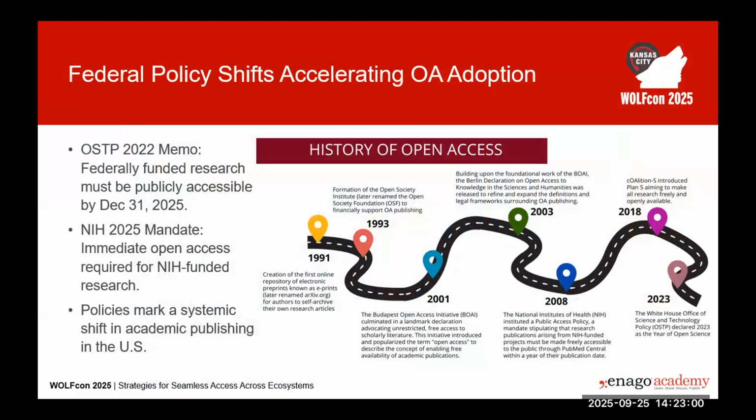So there are a number of federal and international policy shifts that also have been accelerating open access adoption. The concept of open access goes back as far as the early 90s when physicists started self-archiving their work in archive databases. But more recently, there have been a number of federal mandates and institutional mandates requiring open access. For instance, in 2018, Plan S was a really big one. And then in 2022, the White House Office of Science and Technology Policy, which mandated that federally funded research must be publicly accessible by the end of this year.